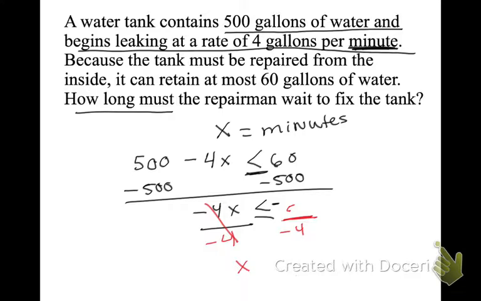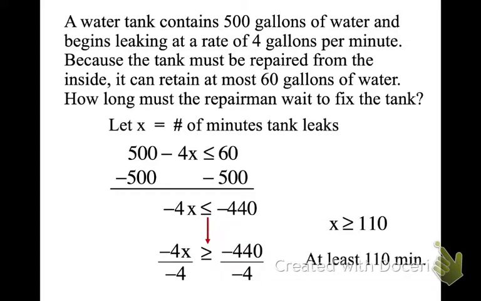This should have been 5. This should have been 440. There. That's much cleaner. And now when I divide by that negative, I forgot I divided by a negative. That means the inequality flips, and so this is going to be 110. So the minutes has to be greater than or equal to 110. At least 110 minutes.